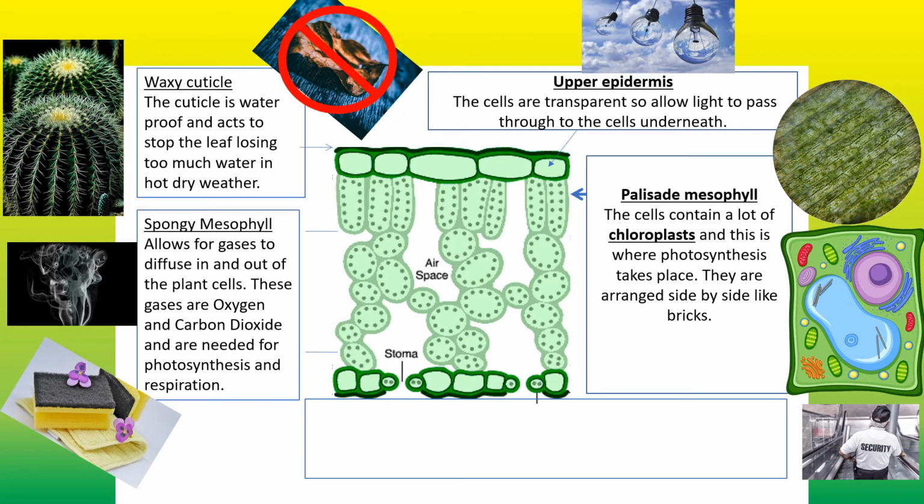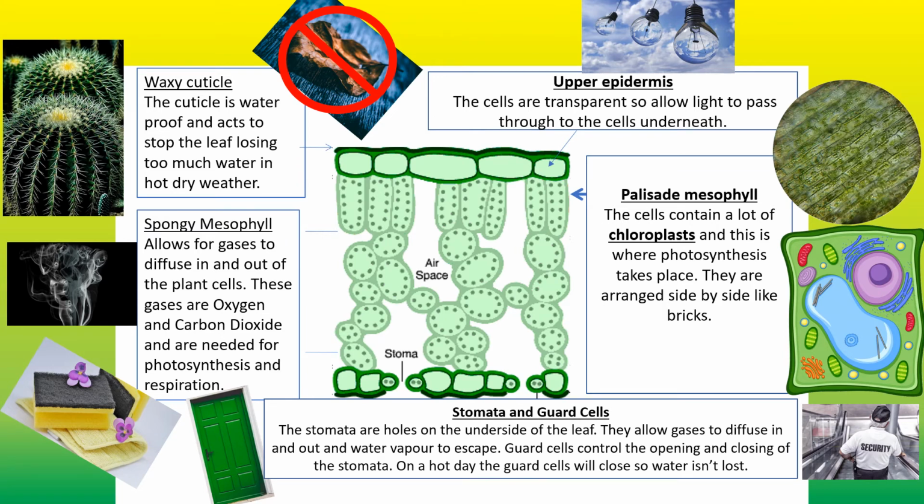The very bottom of a leaf is the stomata and the guard cells. The stomata are holes on the underside of the leaf, and they allow gases to diffuse in and out and water vapour to escape. Guard cells control the opening and closing of the stomata, a little bit like a set of doors or security guards.